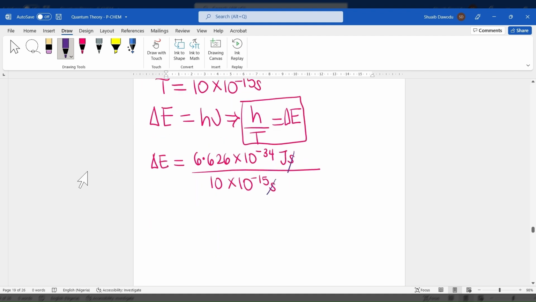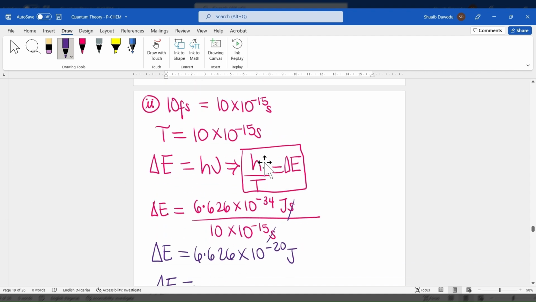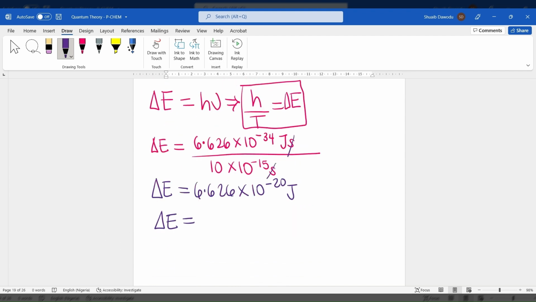When you do that, you end up with 6.626 times 10 raised to the power of negative 20 joules. That is basically the answer to this question. Now, remember, we want to put our work in the proper number of significant figures. The proper number is 2, because our question was given to us in 2 sig figs. So we're going to round to 2 sig figs. That would be 6.6 times 10 raised to the power of negative 20 joules. So this is basically the answer to this question.